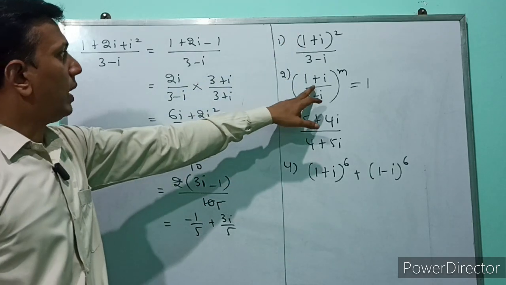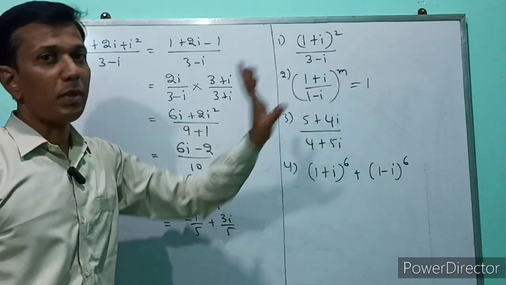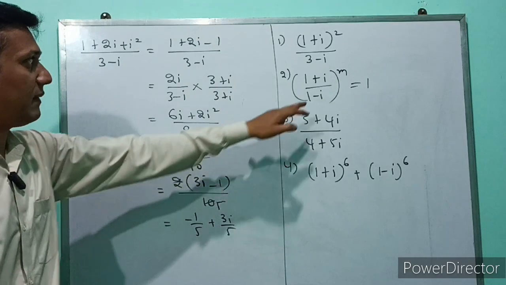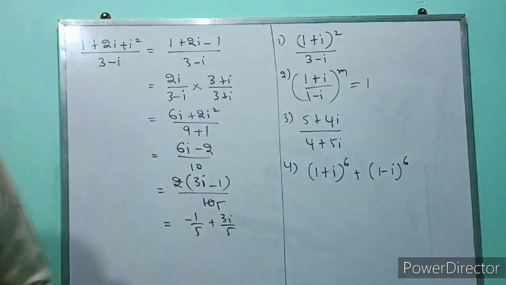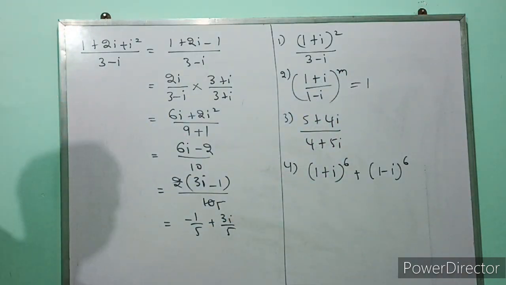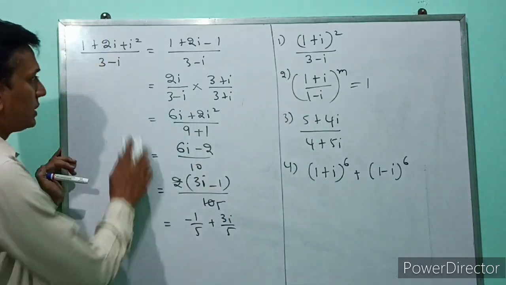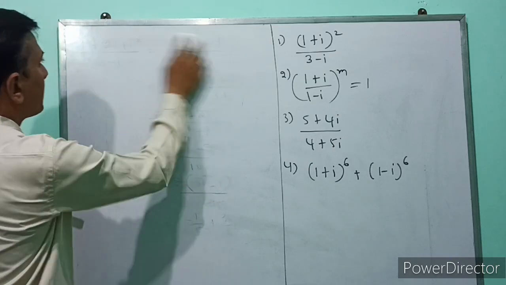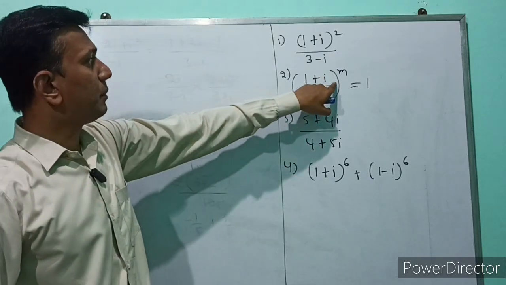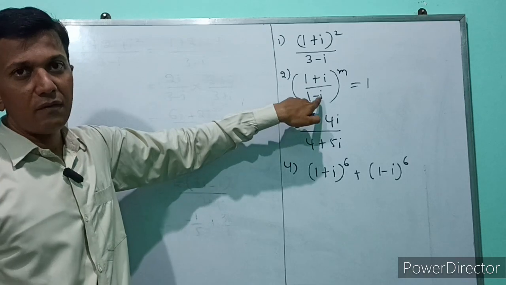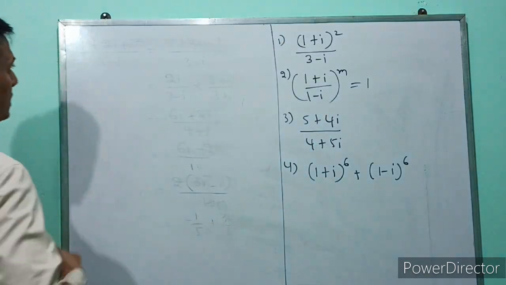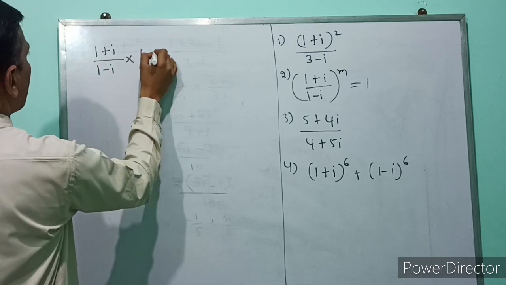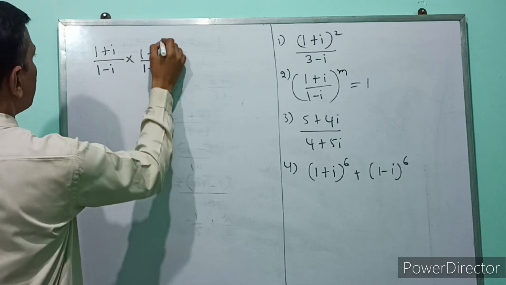Next one: 1 plus I by 1 minus I whole power n. Here we have not been supplied with any value of n, but still we have to simplify with the help of the given condition. How can we do that? First, within that bracket, whatever the denominator is, we have to rationalize the denominator. So after rationalizing the denominator of 1 plus I by 1 minus I, you will get this condition.